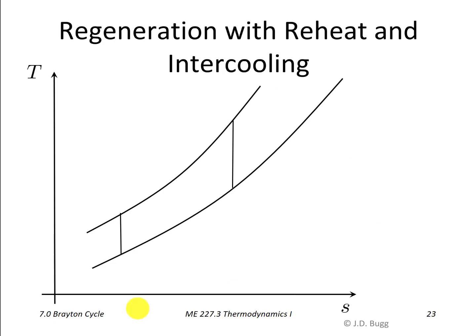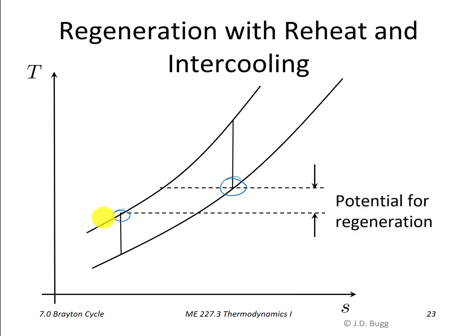Next, I want to look at the combined effect of regeneration with reheat and intercooling, because there's a very important connection between regeneration, reheat, and intercooling. So here we're looking at a cycle that doesn't have any reheat or intercooling, just the four basic components again, and the difference in the temperature between the exit of the turbine and the exit of the compressor is our potential for regeneration. So the bigger that temperature difference is, the more potential we have for regeneration. And so we would like that temperature difference to be larger.